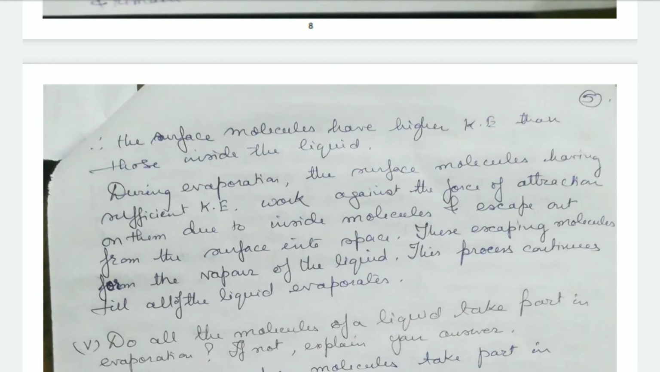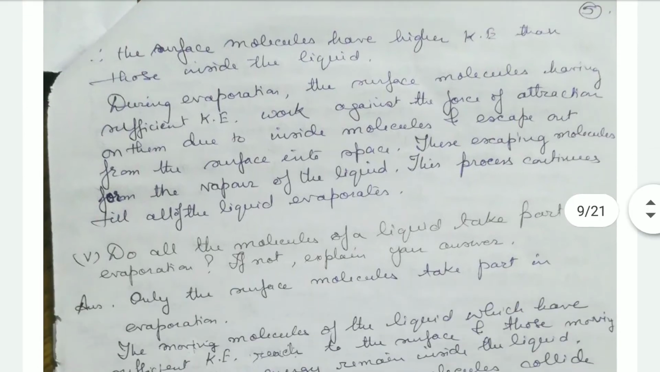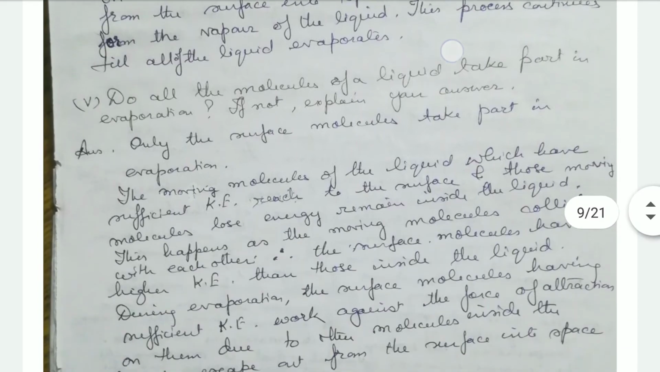During this process, the surface molecules which have sufficient kinetic energy work against the force of attraction on them due to the inside molecules and escape out from the surface into the space in the form of vapor. These escaping molecules form the vapor of the liquid. This process continues all over the liquid till all of the liquid evaporates, and that is the evaporation process which is taking place.